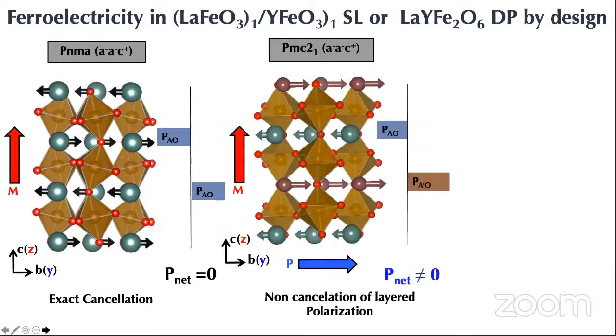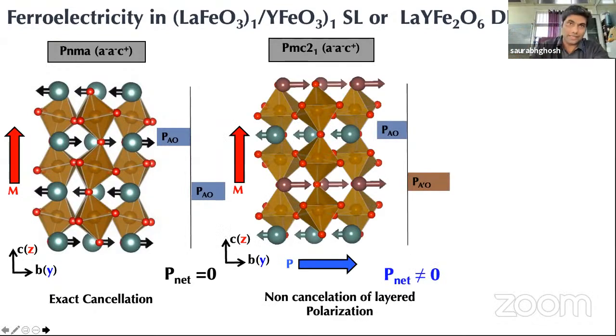So now, if we consider a superlattice of lanthanum ferrite and yttrium ferrite, then you have two successive layers which are different cations. One is AO, another is A prime O. So now if you measure the layered polarization again by density functional theory, then you will get that there is a non-cancellation. So there will be a net polarization in the system. So this A1 by N superlattice, or you can say lanthanum yttrium Fe2O6 double perovskite, can become ferroelectric.